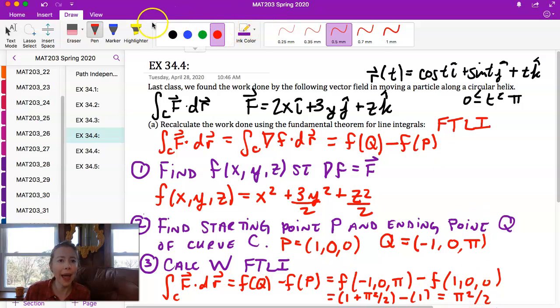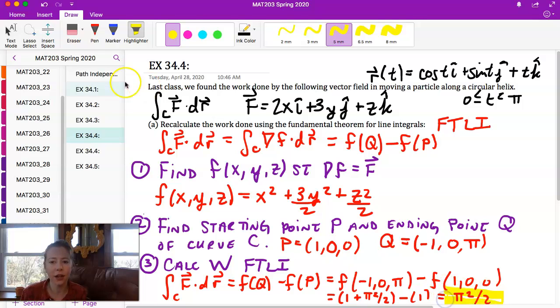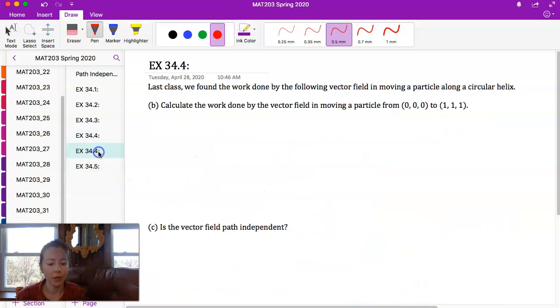And if you look back, we did solve this problem last class, and we got the same result, pi squared over 2. So for this one, because it is path independent, you can find the work done using either the fundamental theorem of line integrals or its more standard definition that we used last class. Okay, let's keep going.